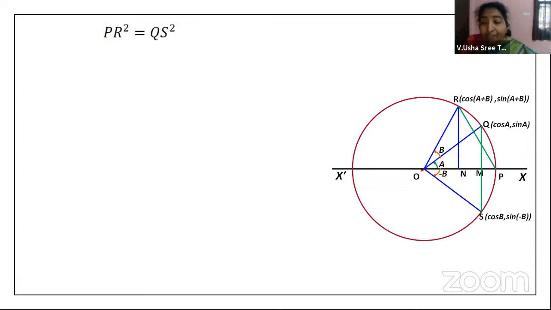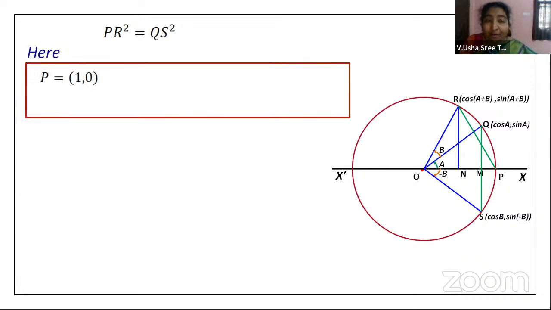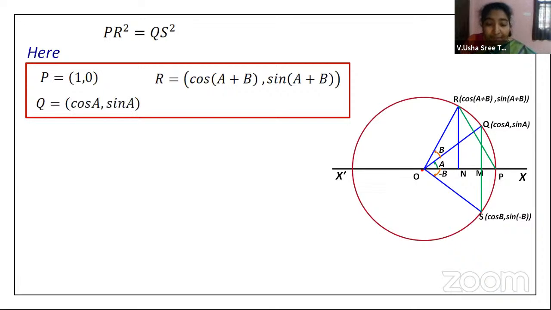Now, here we know all the coordinates, children. We know what P is. P is 1, 0. You know R is cos of A plus B and sine of A plus B. Q is cos A, sine A. Then S is cos of minus B comma sine of minus B. Of course, cos of minus B is cos B only. Then we will calculate what PR square and QS square are. PR square, it is a distance formula, which you have been doing in your 10th and also in the locus concept you have completed recently.